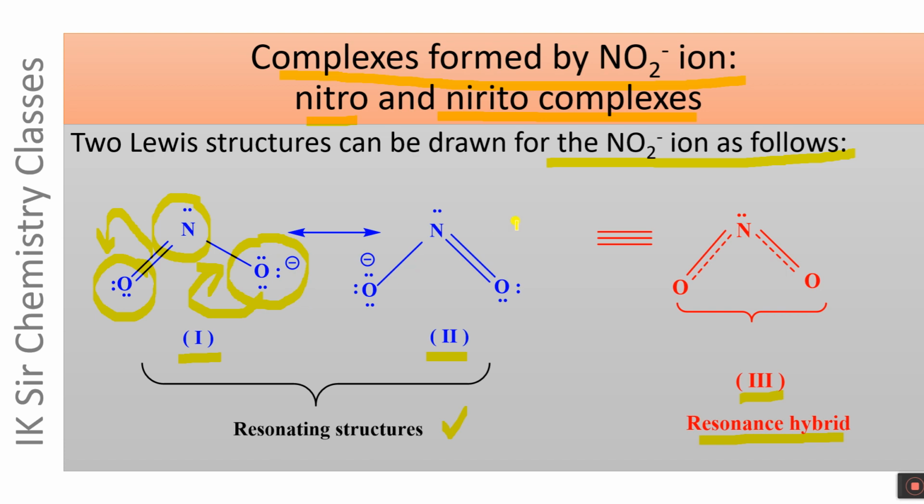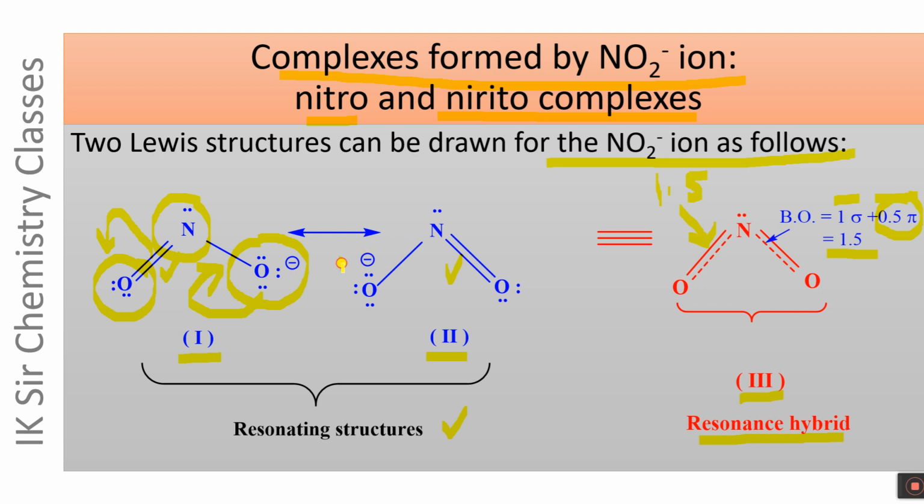There is one pi bond in NO2 minus ion which is distributed between two positions, and hence at one position there are 1 sigma bond and 0.5 pi bond. Overall nitrogen oxygen bond order is 1.5, and the same bond order is also here. Here the bond order is also 1.5. 1 pi bond is distributed between two positions, and hence at one position the number of pi bonds is 0.5.